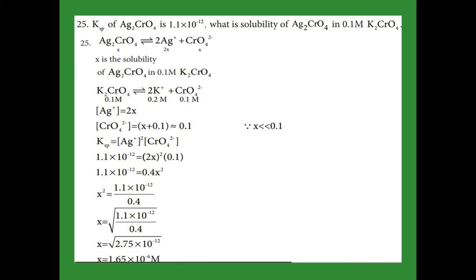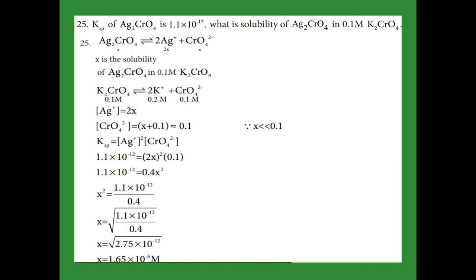Then for the solubility of silver chromate we put x, because it is only 1 mole. For Ag+ there are 2 moles, so 2x, and chromate 2 minus is only 1 mole, so x. Then, since silver chromate is in 0.1 molar potassium chromate, we also have to consider potassium chromate in water.